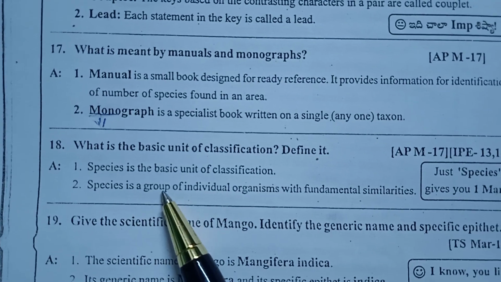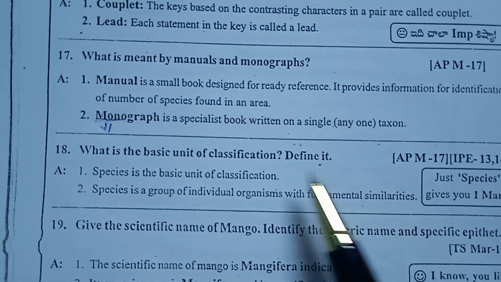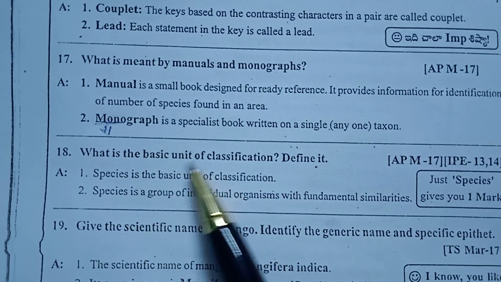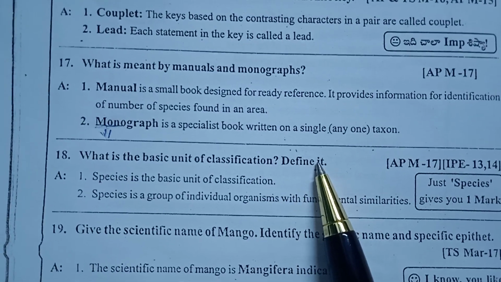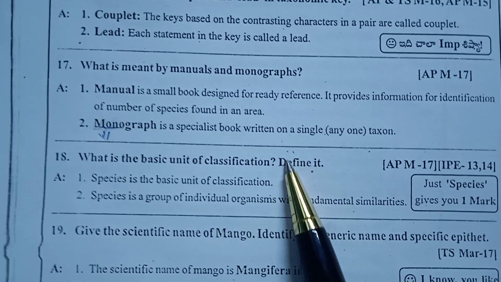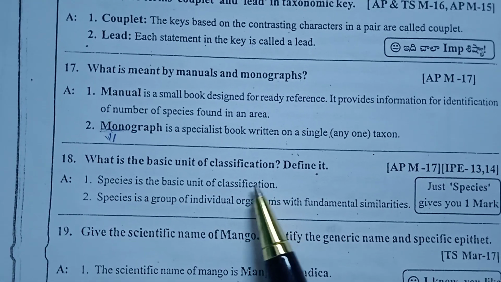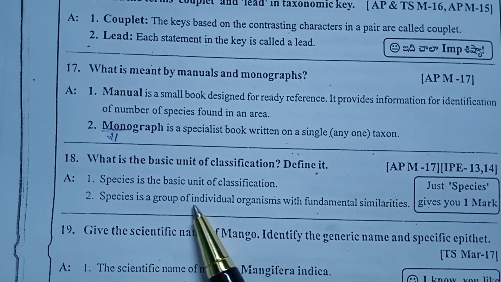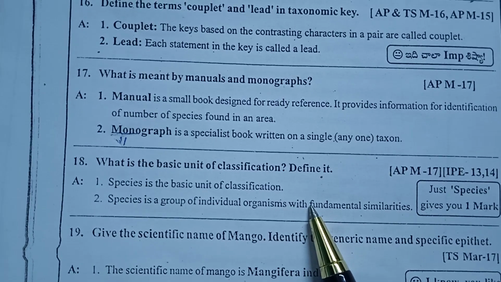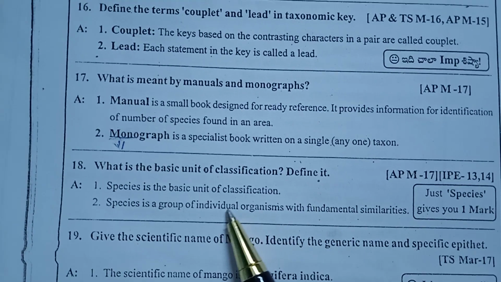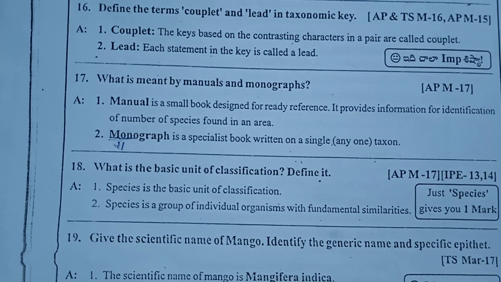Species is a group of individual organisms with fundamental similarities. Here in this question, what is the basic unit of classification? Define. First we have to give the definition of a basic unit of classification. So it means species is the basic unit of classification, and second, species is a group of individual organisms with fundamental similarities. Here species has individuality between two or more species.